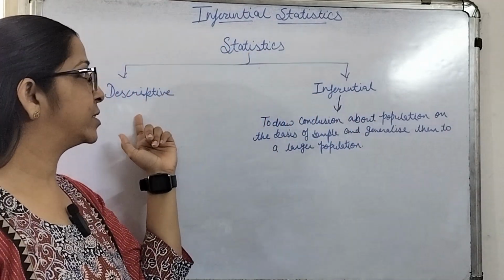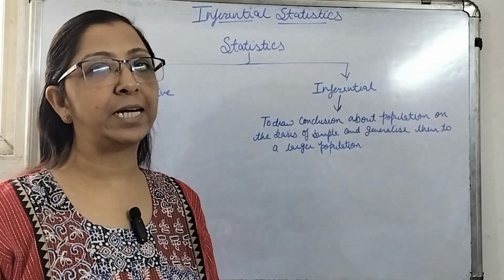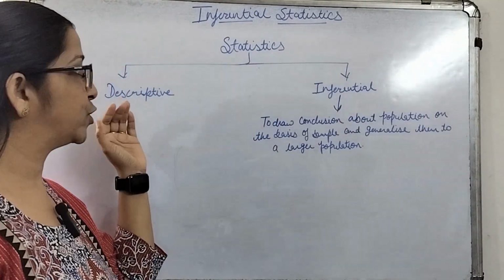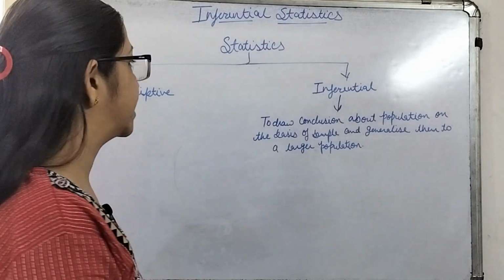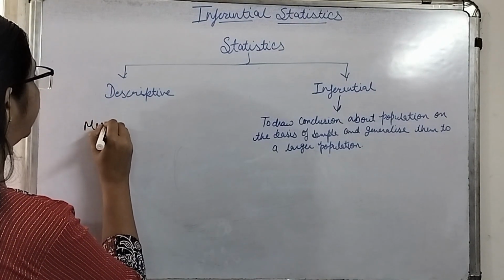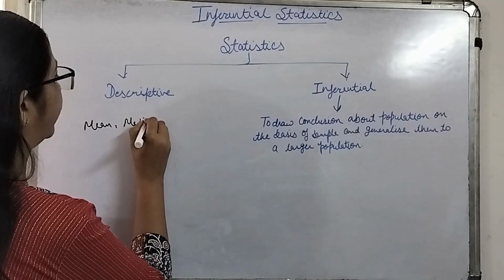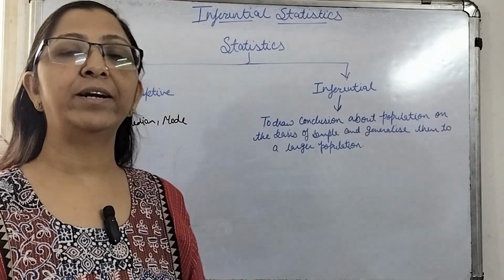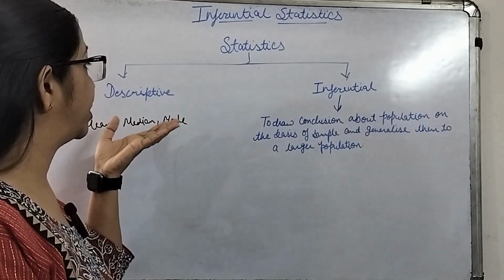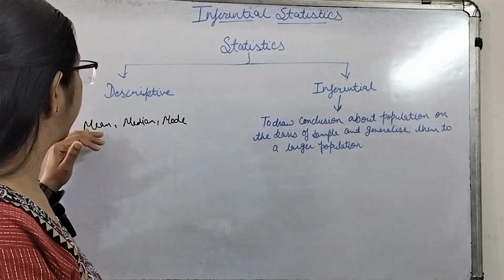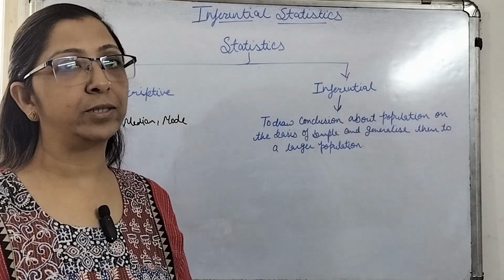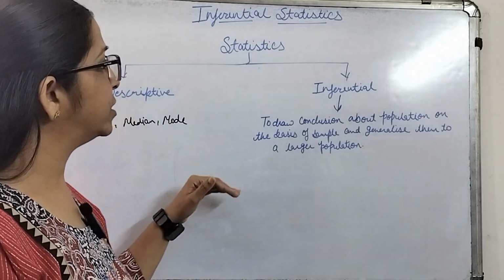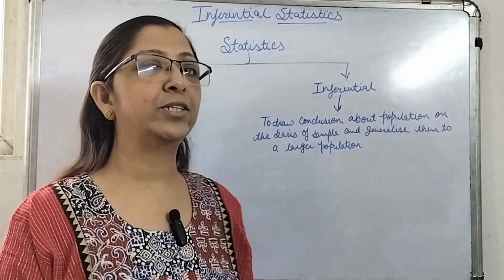One is descriptive statistics, another is inferential statistics. In our previous classes, we have learned descriptive statistics, in which we have seen the central tendencies like mean, median, mode. We have learned how to find all this, what the meaning of all this is, and how we can find it out. We have also seen how to represent all these data and how we can find the variance, standard deviation, all that under the category of descriptive statistics. Now, in this chapter, we will be learning about inferential statistics.